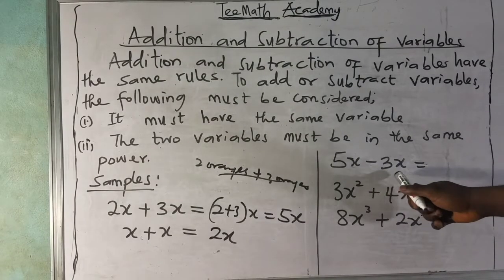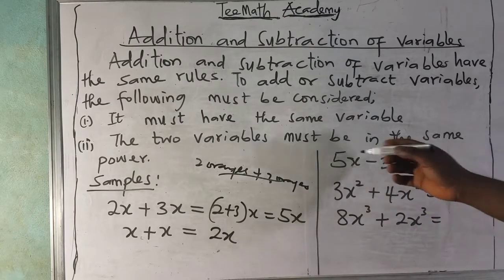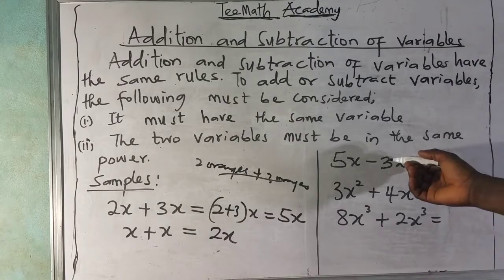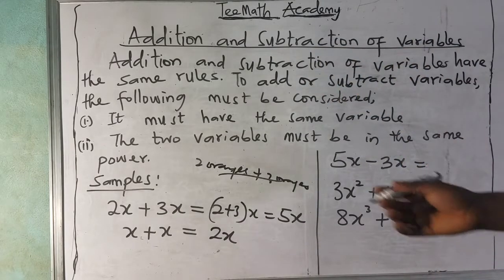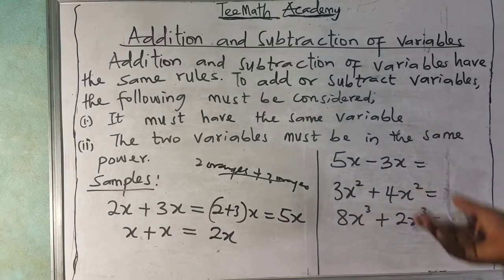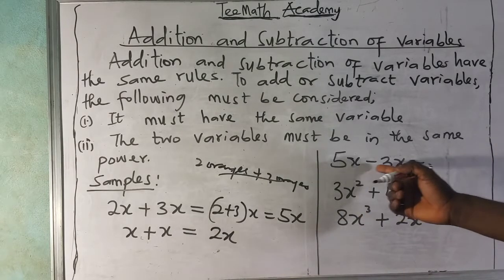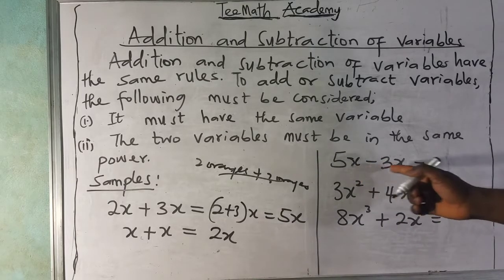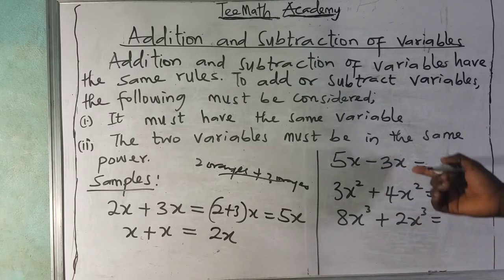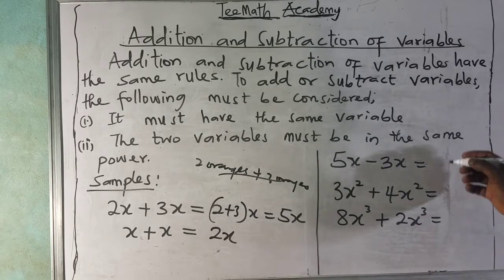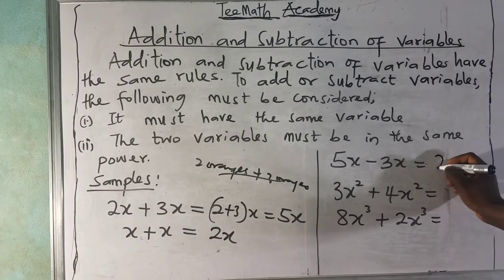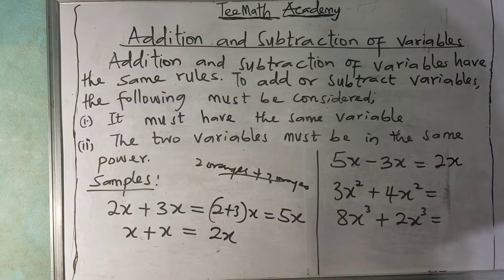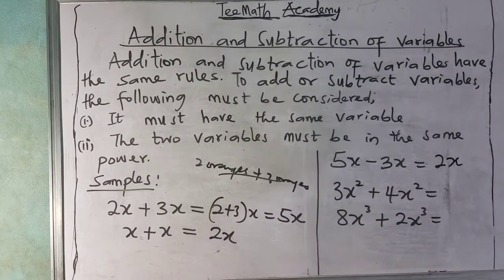The other one here is 5x minus 3x. They are of the same power. Therefore, I can subtract. Here, I added because it's plus. But here, I said it has the same rules. So you add or subtract. It's still the same thing. Addition and subtraction. So here, I'm subtracting because they have the same rules. Normal subtraction. Normal 5 minus 3 is 2. If you look at this one, this one is 5x and this one is 3x. So I have 5 minus 3. That's 2. And that is 5x minus 3x, that is 2x, because it has the same power.